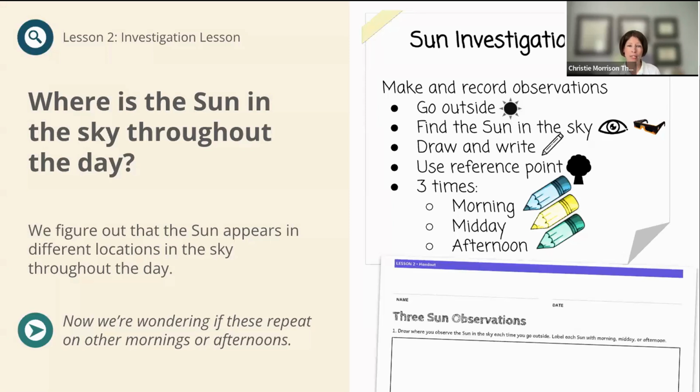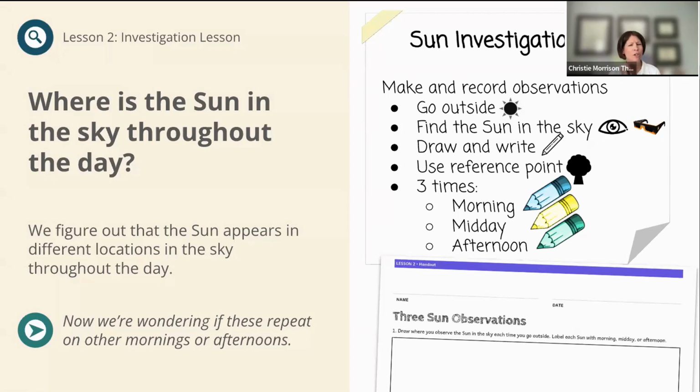At the end of our investigations, we compare these consensus observations to notice the sun appears in different locations in the sky in the morning, at midday, and in the afternoon. We record this on our Growing Ideas chart, which is a tool we use to keep track of what we're figuring out and our evidence in each lesson. Though we have observed the sun in different locations in the sky at different times throughout the same day, we realize we still have questions.